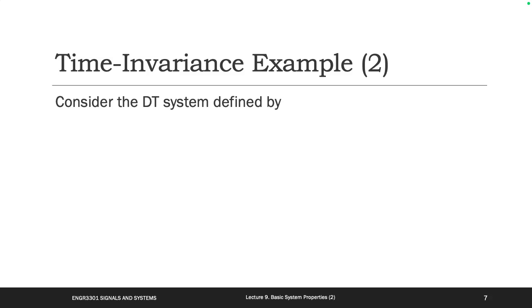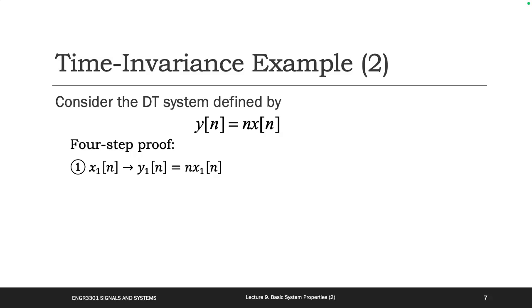Okay, let's talk about the other example. How about this one? y[n], what should we do? Just follow those 4 steps. We actually have this homework. If I want you to decide whether this system is a TI system, you just follow those 4 steps.